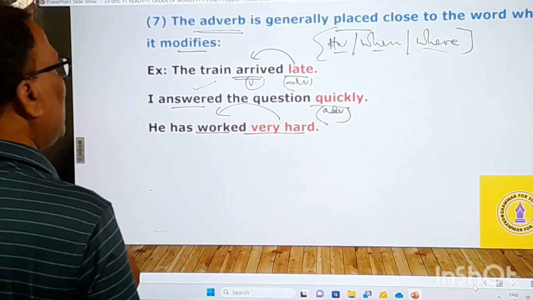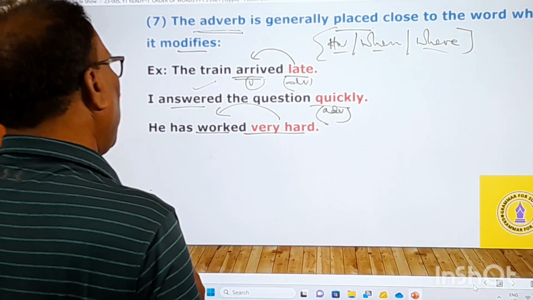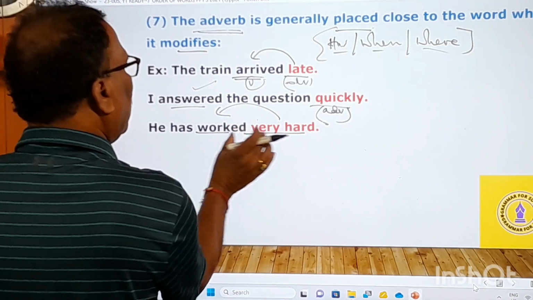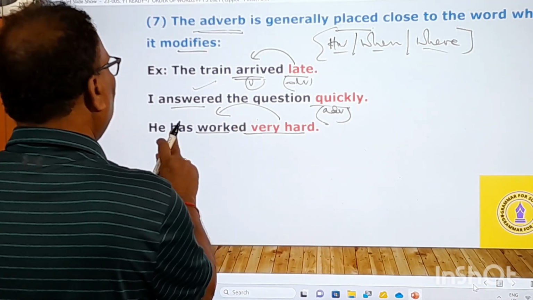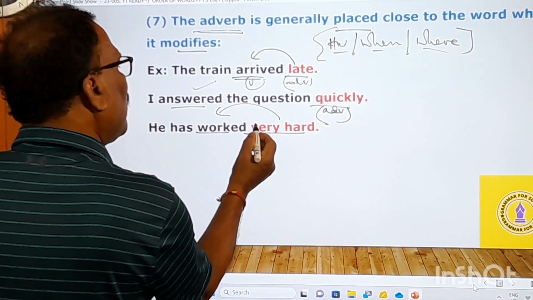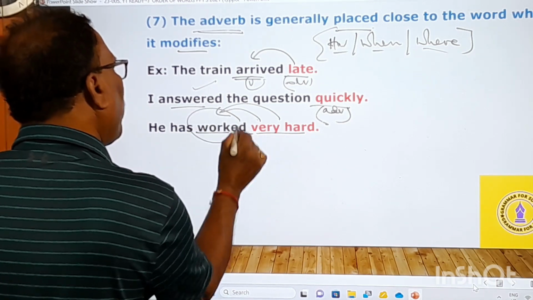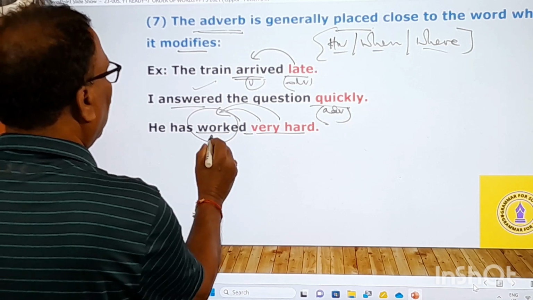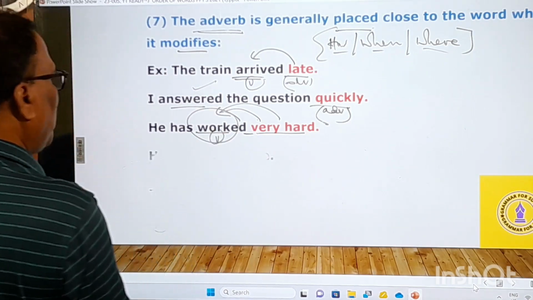Adverbs are placed immediately near the word they are modifying. Very hard. He has worked how? Very hard. So these two words are, you can say, modifying this verb. Okay. And then comes, what is that?